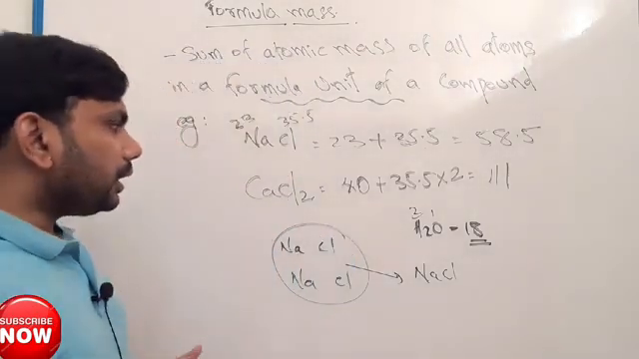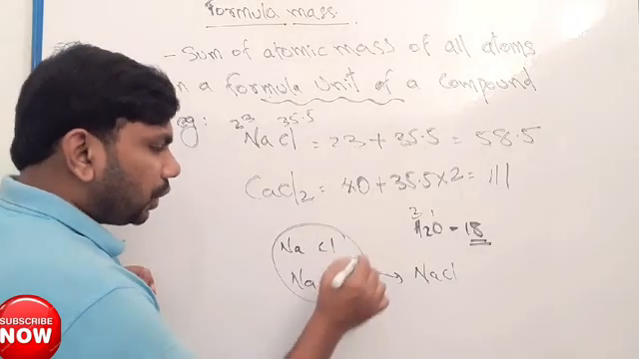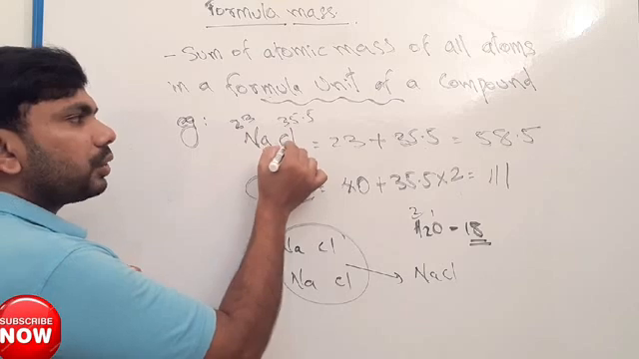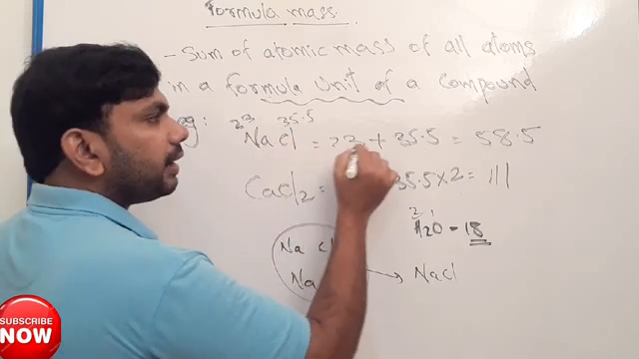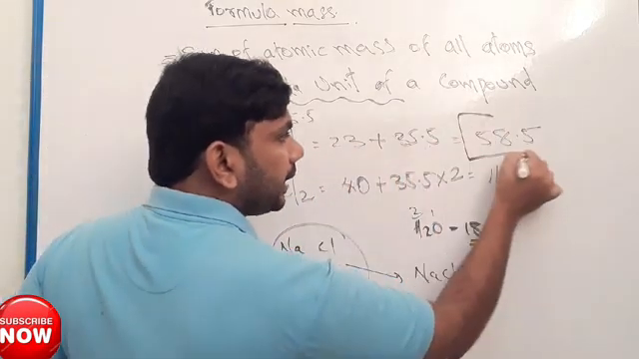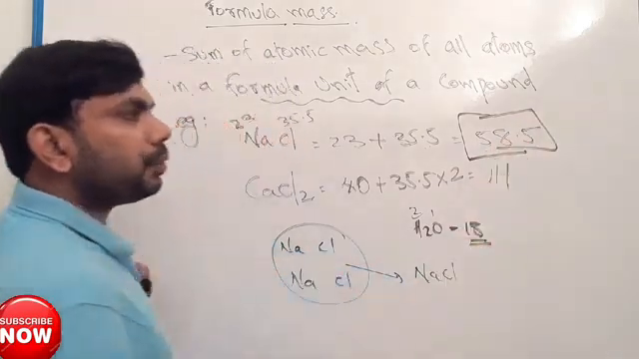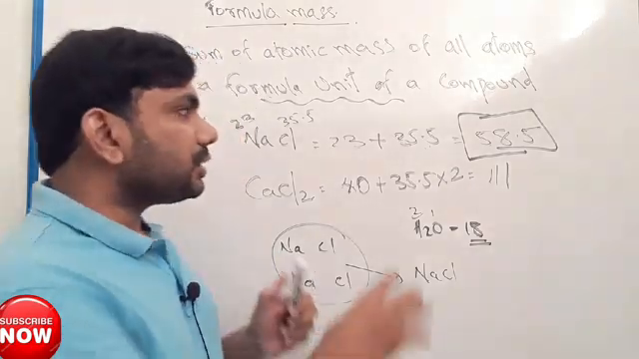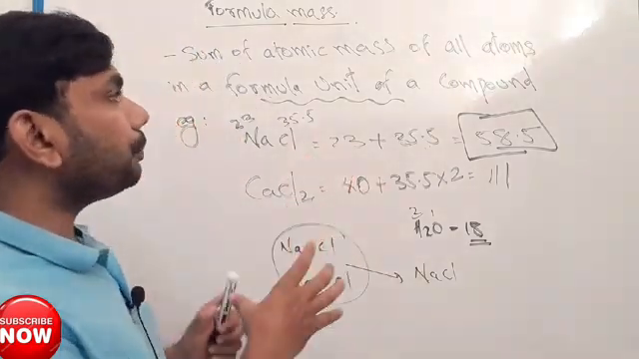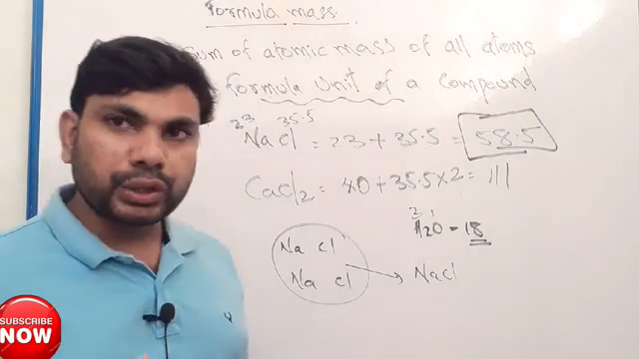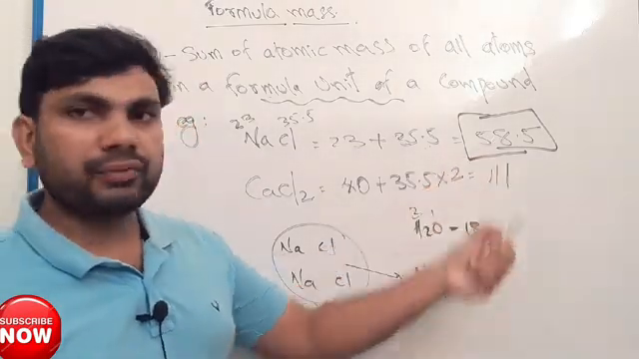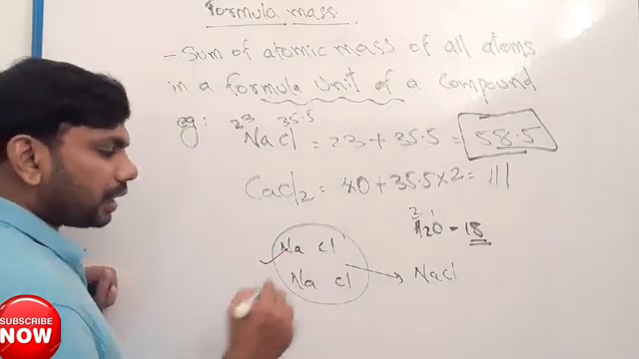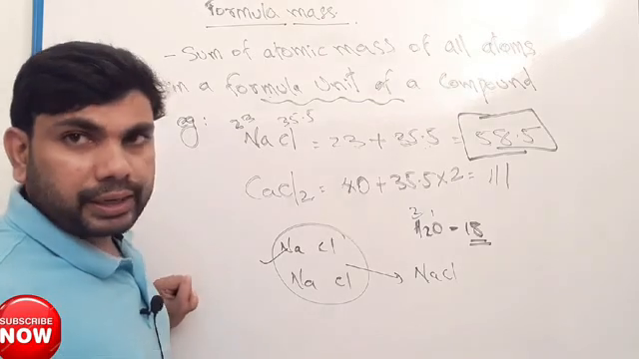It is NaCl. Clear? So here sodium, its mass is 23, chlorine 35.5. After adding this, you will get 58.5. So this is the formula mass of sodium chloride. It is 58.5. Clear?